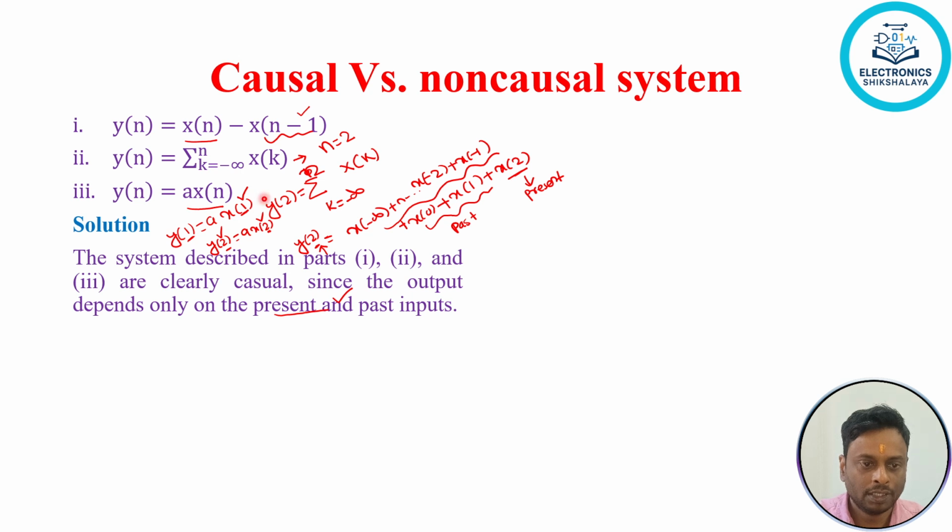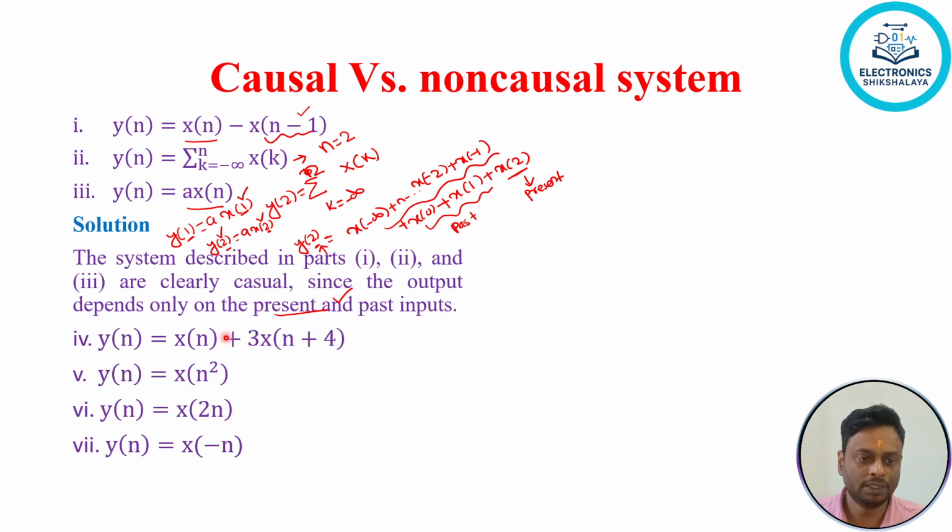So in these cases, the output depends upon the present and past values of the inputs, not the future values of the inputs. That is why these systems are called causal systems. Let us see our other four cases.